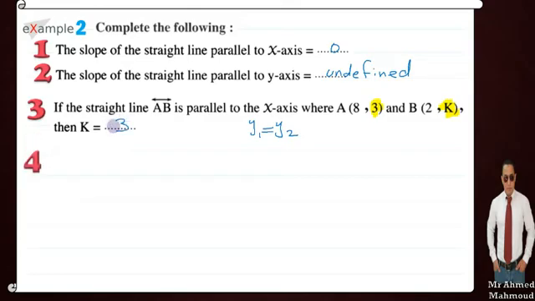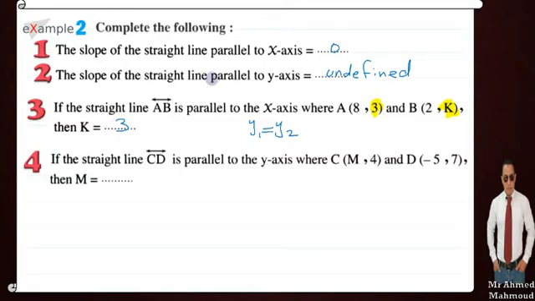Next, number 4, CD is parallel to the y-axis, where C equals (m, 4) and D equals (-5, 7). As I said before, if the line is parallel to the y-axis, then x1 equals x2. So here x1 equals x2, then m equals -5.